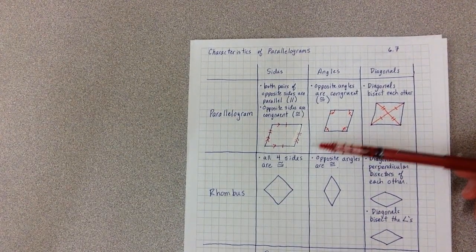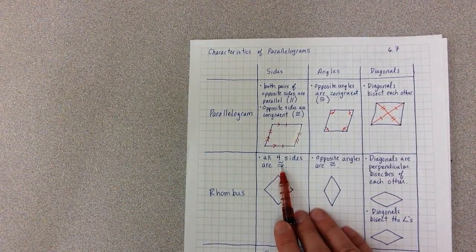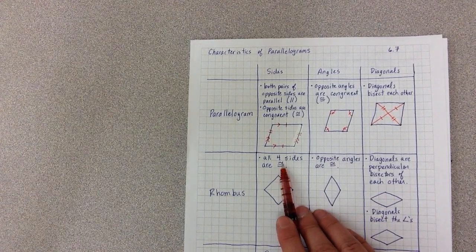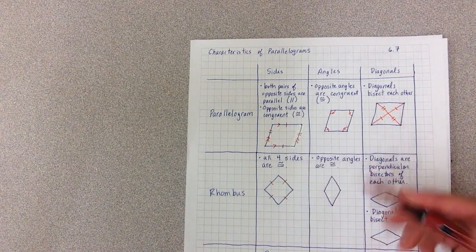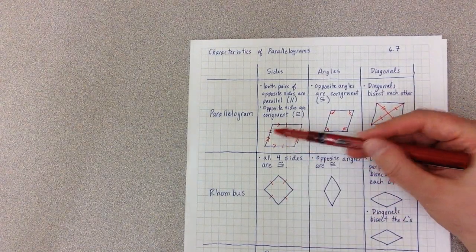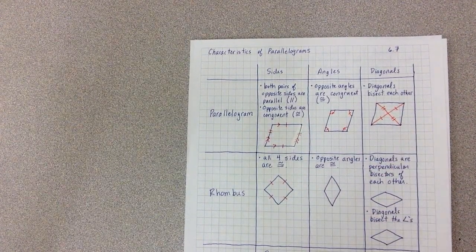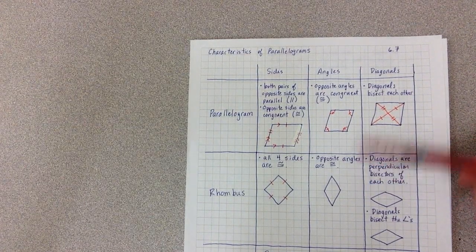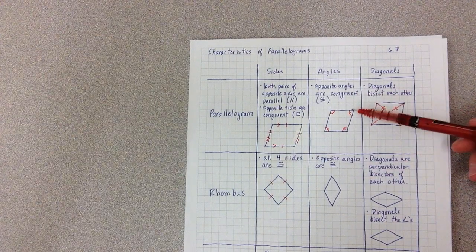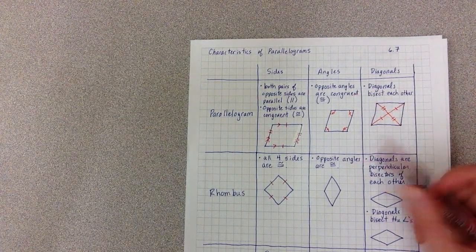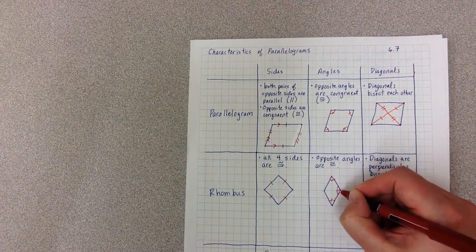Rhombuses, the attribute that they have for their four sides, is that they are all congruent. Again, I'm now using some shorthand here. Equal sign, squiggly, means congruent. So instead of having one side have one tick mark and the other sides have two, I can say all four of them have the same tick marks. Rhombuses have the same characteristic that parallelograms have with their angles, because they're also parallelograms. And so we can say that the opposite angles are congruent.